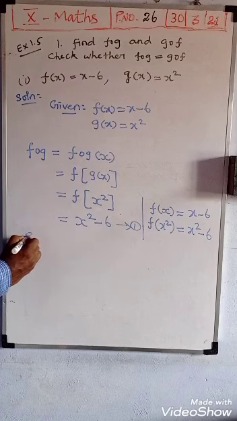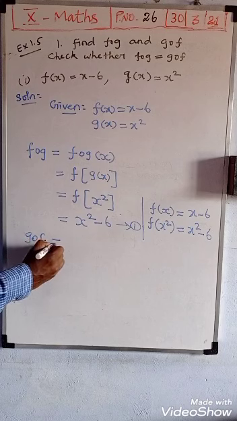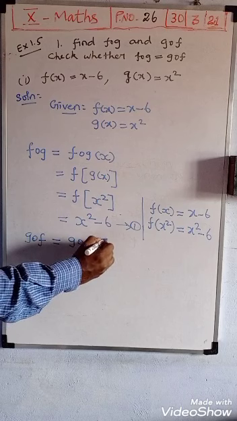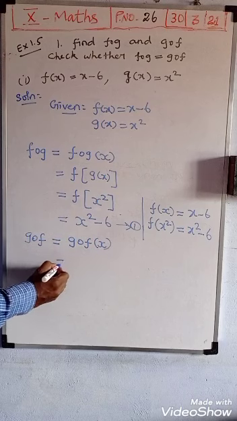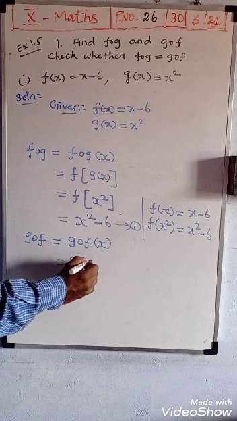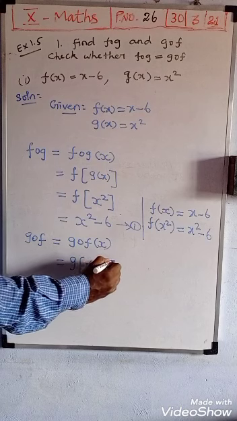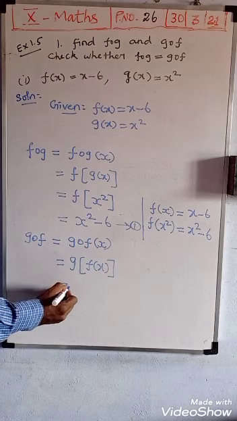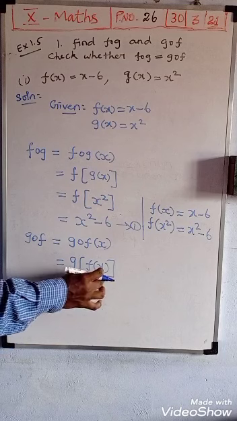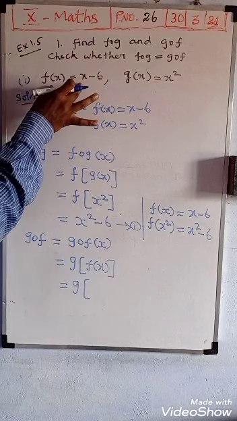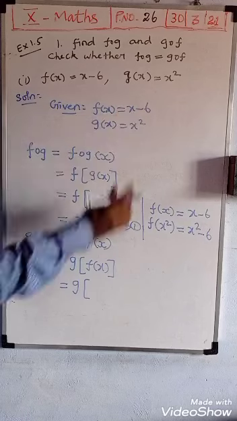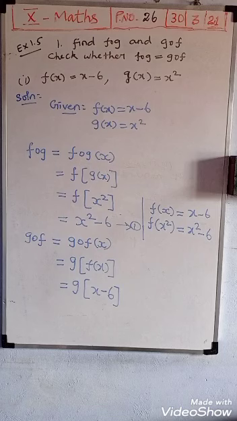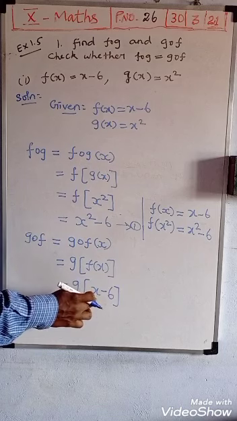Now next, g composition f. Now for g composition f, the x value you want to substitute. Now this we can write as g of f of x. Remove the composition, we can write it as g of f of x. Now in g of f of x, the function f of x is given. What is that? Function f of x is x minus 6. So inside the bracket you should write x minus 6. f of x value is x minus 6.